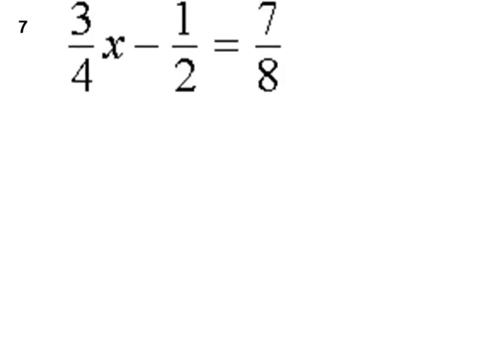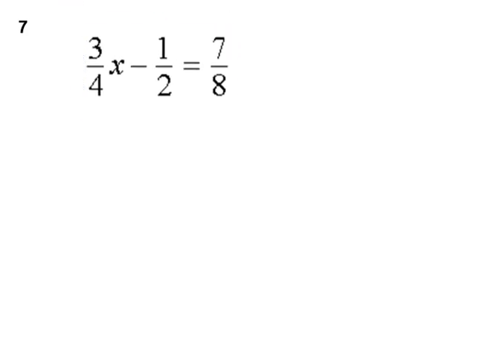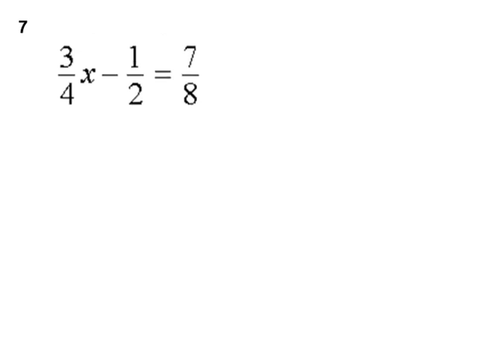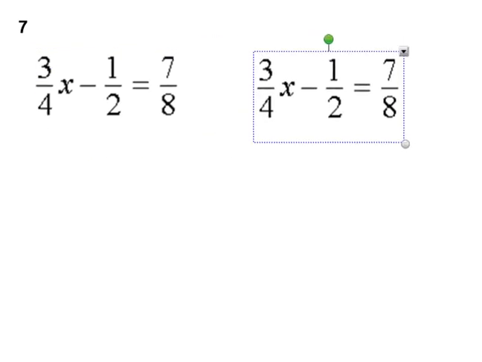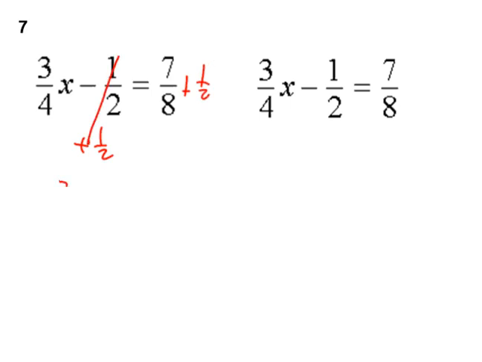Question 7, which is large. Now we have fractional coefficients and fractional constants, but there are two ways to do it. Now I'm going to do both ways just because I love pain and I love to do these, so we'll do it twice. The first way is to simply get rid of your constant like we normally would by adding a half to both sides. We're left with 3/4 of x is equal to the sum of 7/8 and 1/2.